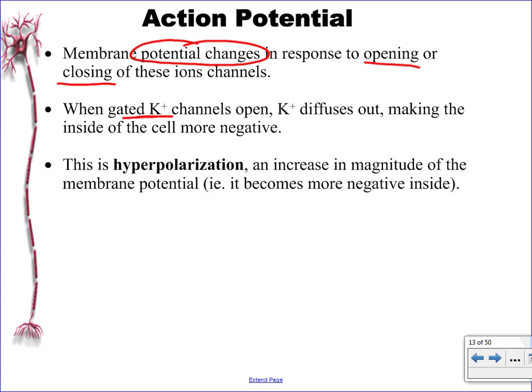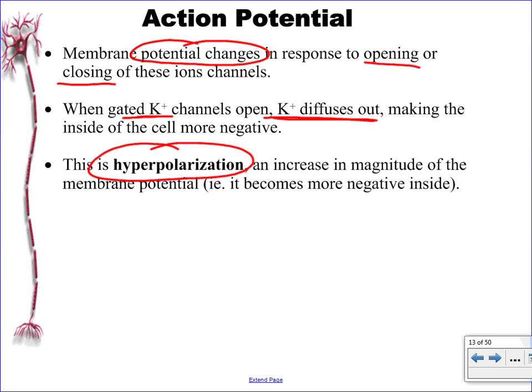Well, remember that there's more potassium on the inside of the neuron, so that means that potassium is going to diffuse out. If potassium is diffusing out, that means that the inside will of course become more negative. Now this is not what happens when a neuron sends a message. In fact, this makes it more difficult for a neuron to send a message, and this is referred to as hyperpolarization.